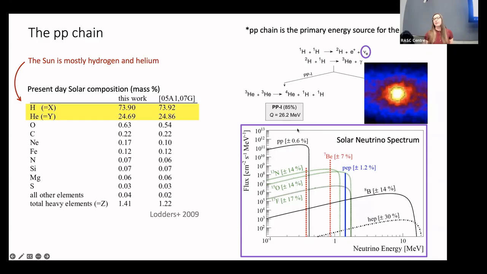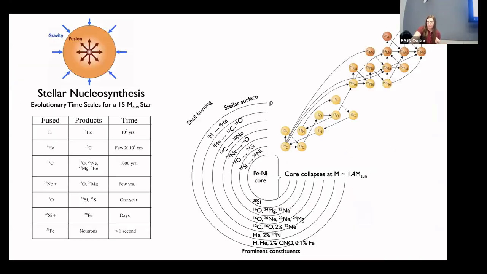So there you go. You can see this would be what we would see from the PP chain, and indeed it's what we see from the sun. So that is what's going on in our sun.